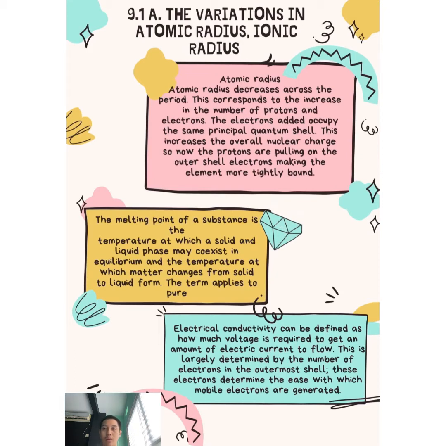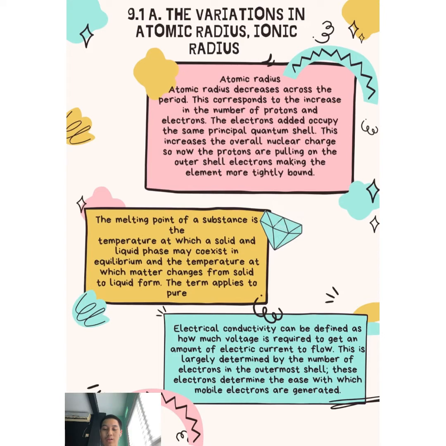Midproject. I will explain 9.1 A, B, D. Atomic radius. Atomic radius decreases across the period. This corresponds to the increase in the number of protons and electrons. The electrons occupy the same principal quantum shell. This increases the overall nuclear charge. So now the protons are pulling on the outer shell electrons, making the electrons more tightly bound.